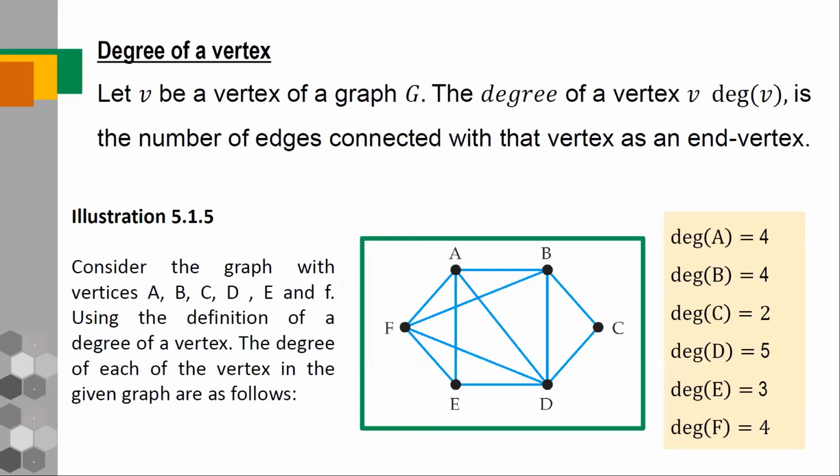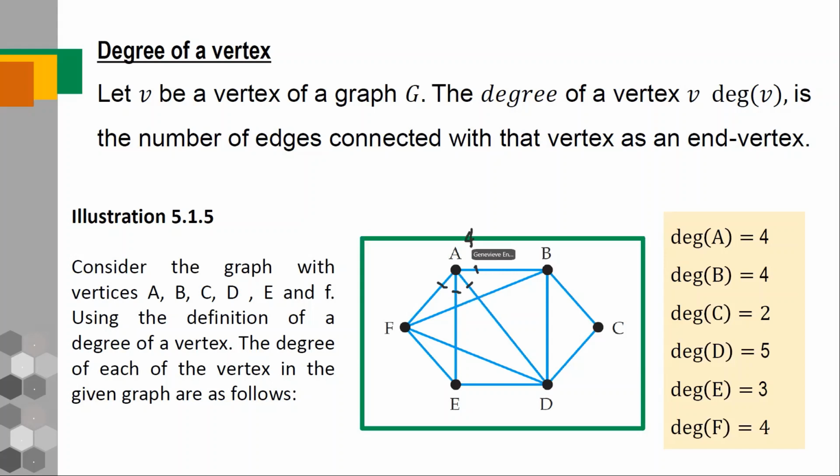Okay. So let's now move on to the degree of a vertex. So let V be a vertex of graph G. The degree of vertex V, deg of V, is the number of edges connected with that vertex as an end vertex. So pasabtan ang degree sa kada vertex. Again, remember, ang vertex is katong points. So, ang degree niya is pila kabuok ang incident nga edge sa iyaha. Pila kabuok nakakonekta nga edge sa iyaha. So for A, we have 1, 2, 3, 4. So ang degree ni A is 4.